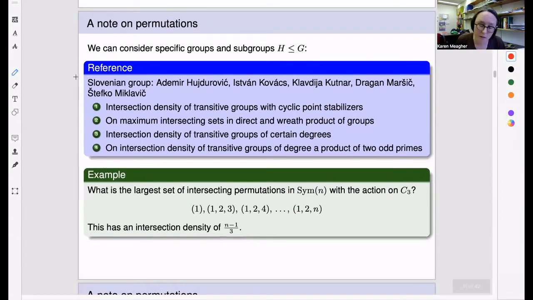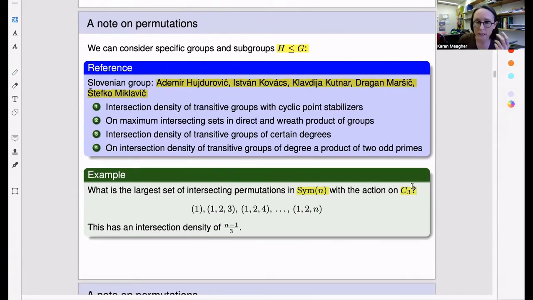So there's a ton of stuff to do here, because anytime you've got a group and a subgroup, you can ask what's going on. There's a lot of work, and there's a group in Slovenia who've written so many papers recently on this topic. I just listed 4 of them here, written by some subset of these authors. And one thing that's interesting is they looked at this. You hold on to the symmetric group, and you want to look at the action of the cosets on C3, just the subgroup of order 3 generated by a 3 cycle.